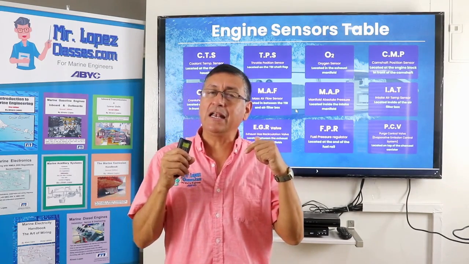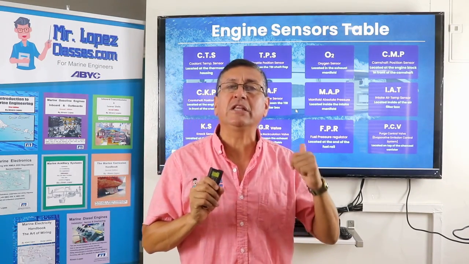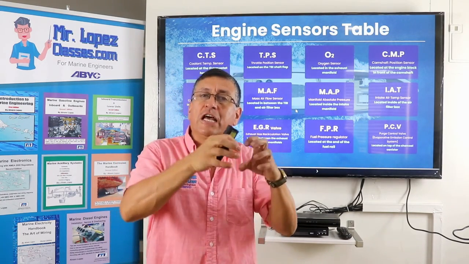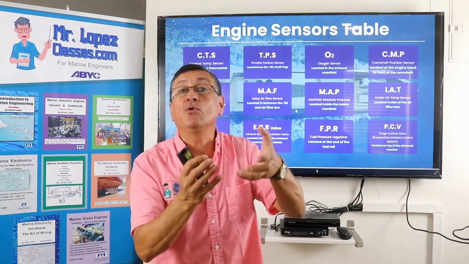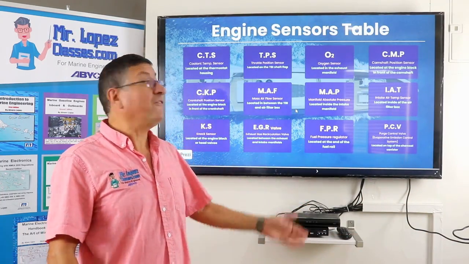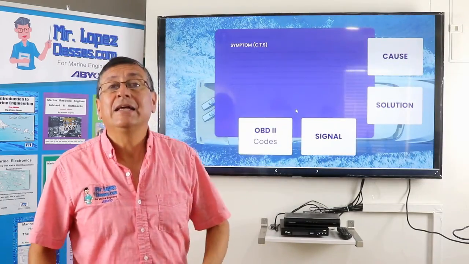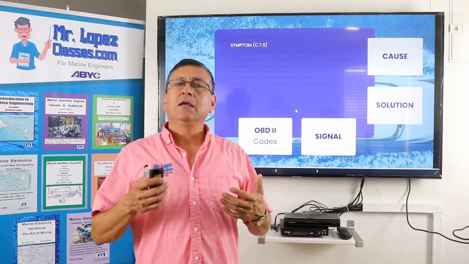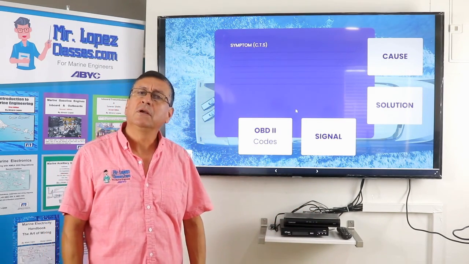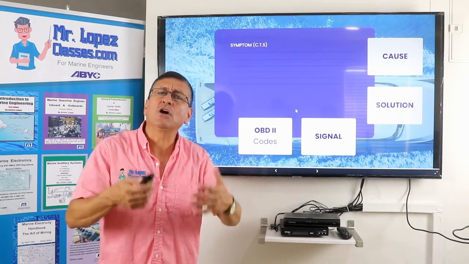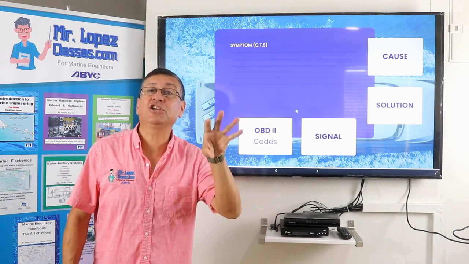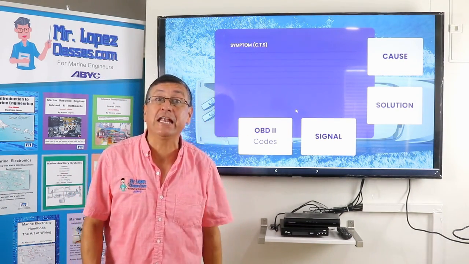We are going to analyze the codes related with each sensor, and we are going to check what the cause is for that problem, where the solution is, and the signals. We are going to start with the first one, the coolant temperature sensor, and we are going to verify the symptoms. What are the symptoms when that sensor has the check engine light on?